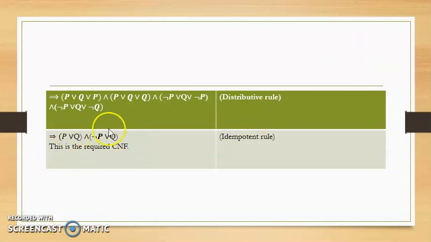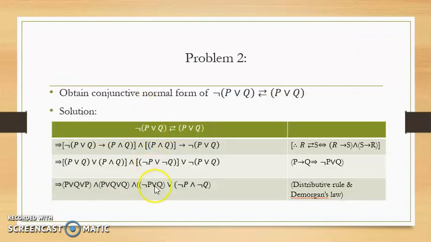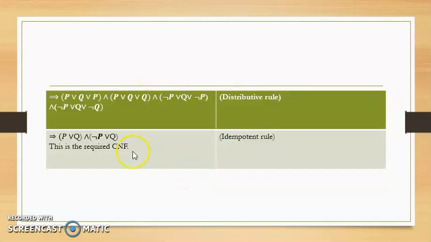So here this is the required CNF. When we are expanding, finally we should get the CNF, which should be a product of elementary sums. So in that way we have to bring the answer. Here we have applied the idempotent rule and we brought this answer.